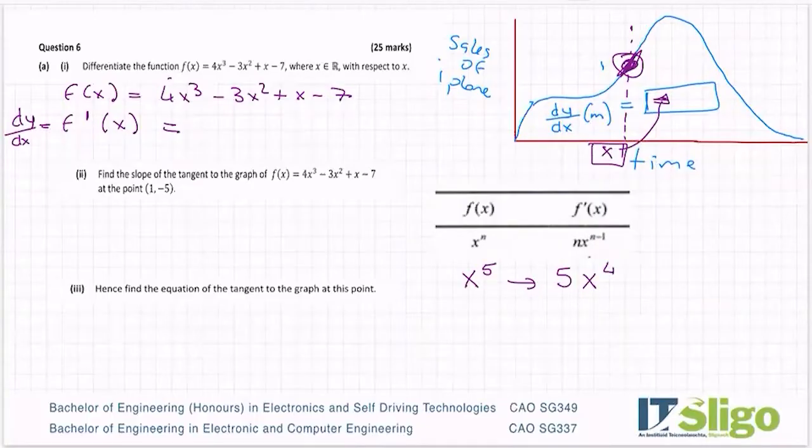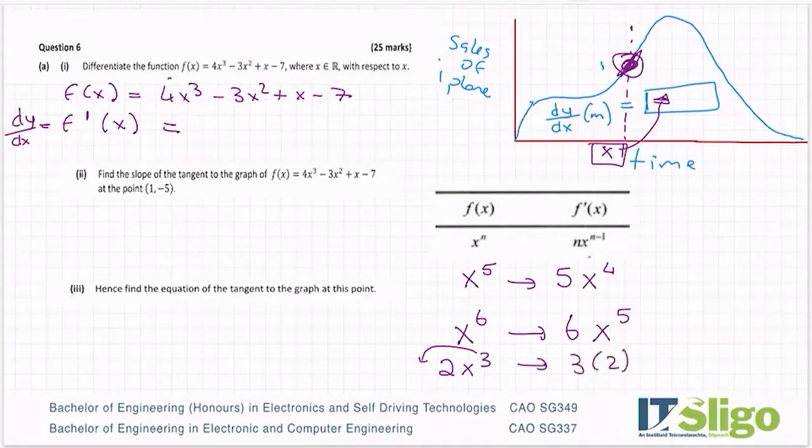That's it. Okay, x to the power of 6 becomes, take down the power, reduce the power by 1. Okay, if I had to do 2x cubed, for example, what do we do when there's a number in front of it? Okay, well, take down the power. So it becomes 3 times 2x, reduce the power by 1. So 3 minus 1 is 2. So that becomes 3 2s or 6x squared.